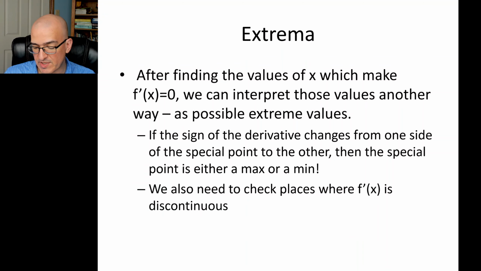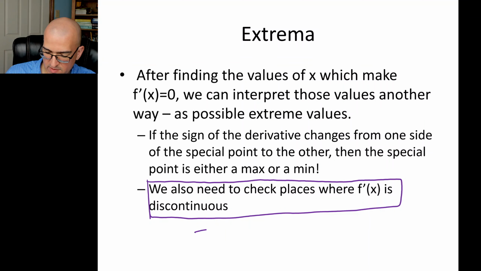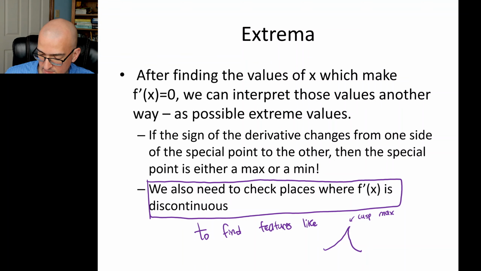So at the bottom there, it says we need to check places where f prime of x is discontinuous, and that's to capture the cusp type of picture. So I'll draw that again down here. That's to find features like a cusp max or a cusp min. And the other one's just for smooth max and min.